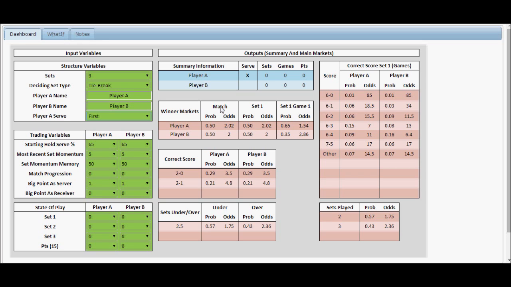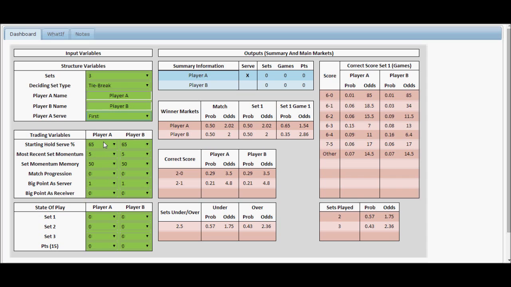Set 1 game 1 here obviously is in favour of this player because he's serving, whereas if I made the other player serve, then that would flip over. So I'll just put that back to first again.